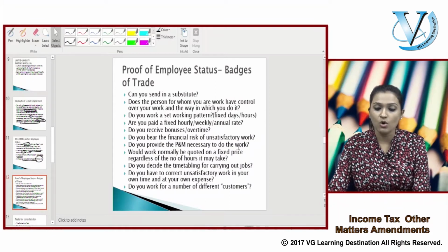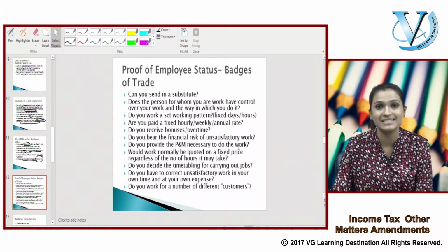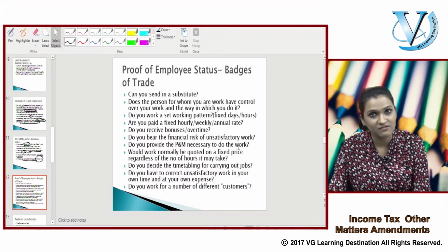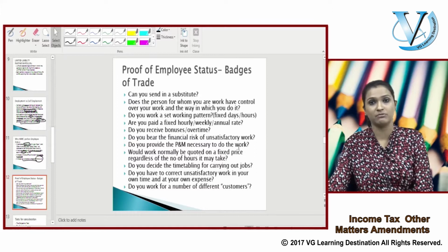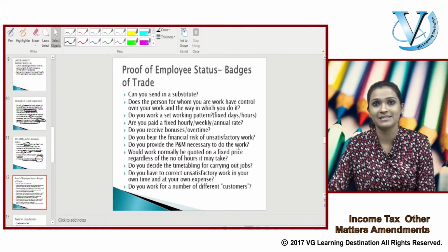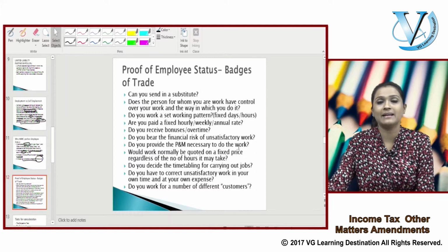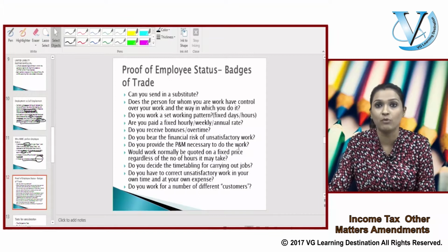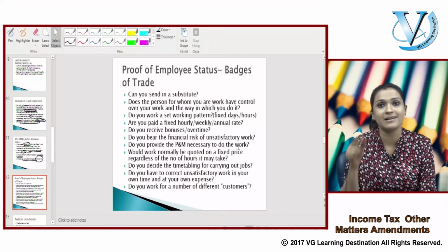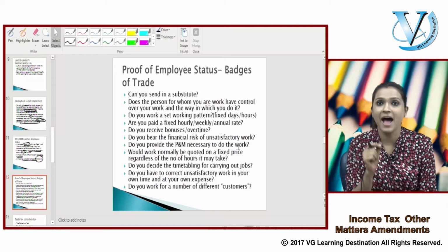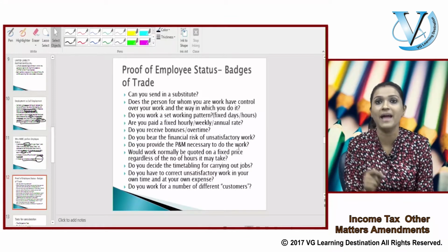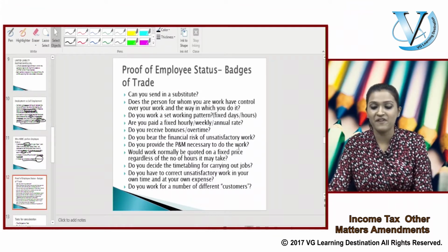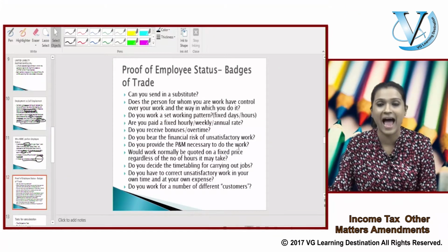What else? Do you work a set working pattern, that is, a fixed number of days and hours? Definitely yes for employees, but not applicable for a self-employed person. I do not have a fixed pattern. I can come in any day and do my work. As opposed to this, if I'm employed, there is a fixed number of hours, 9 to 5 every day. I have to be at work and perform my duties of employment. What else? Are you paid a fixed hourly, weekly, annual rate?